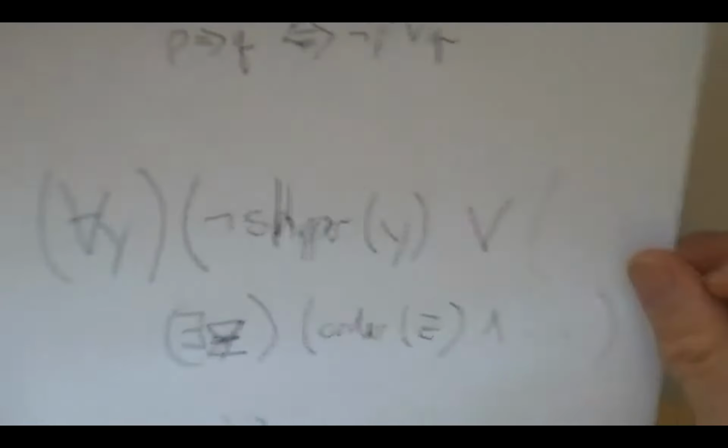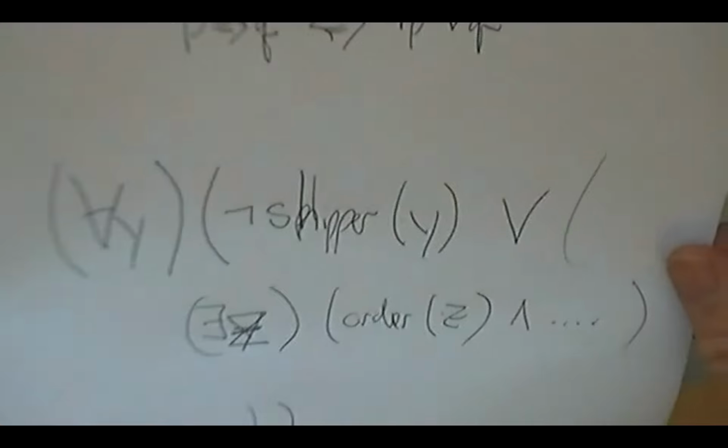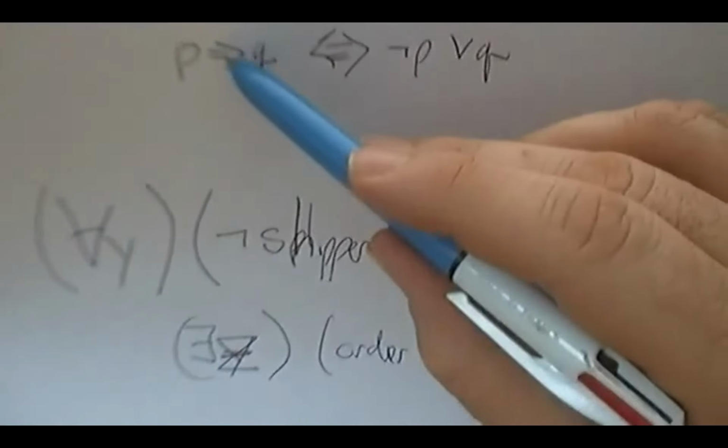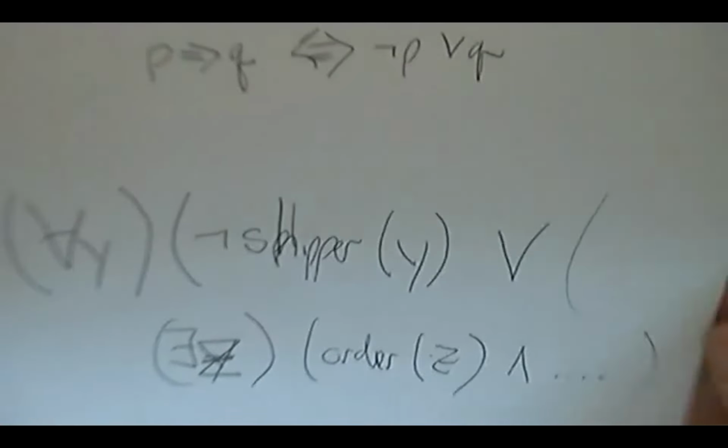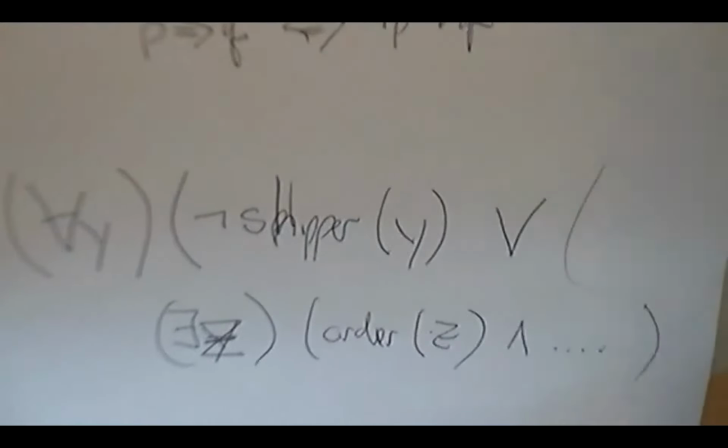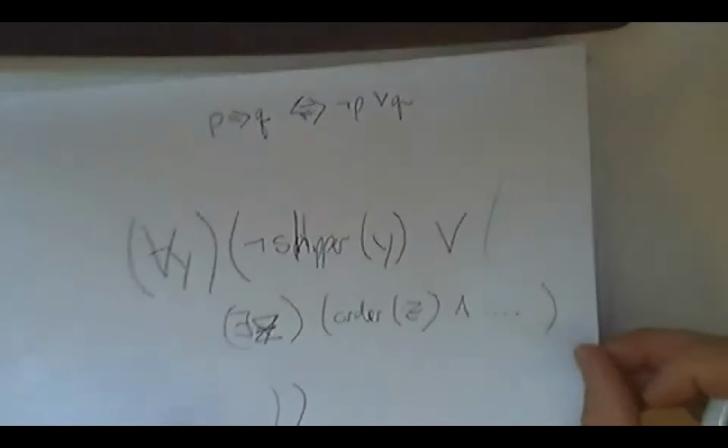Okay, right? That's what it means. So we got rid of that. In some sense, this implication symbol is just syntactic sugar. This is the actual meaning of it. And what this allows us to do is look at this here.